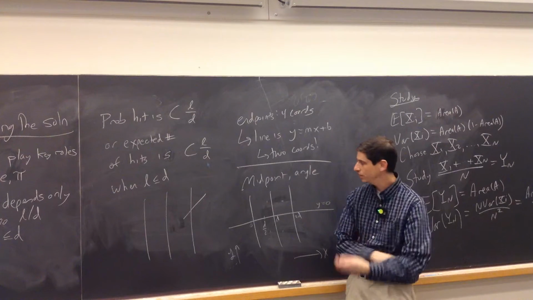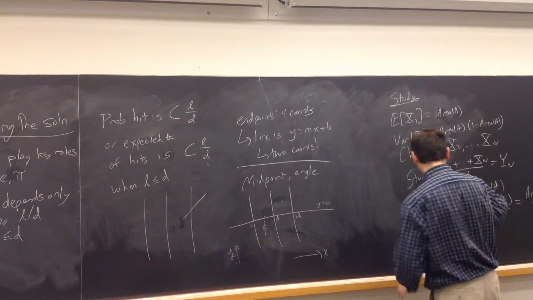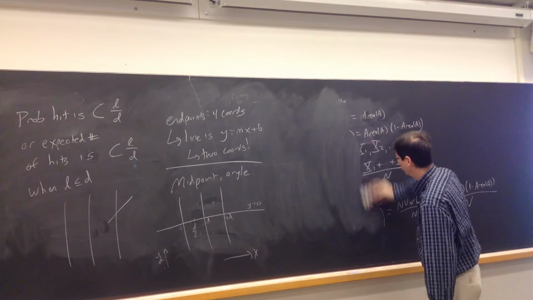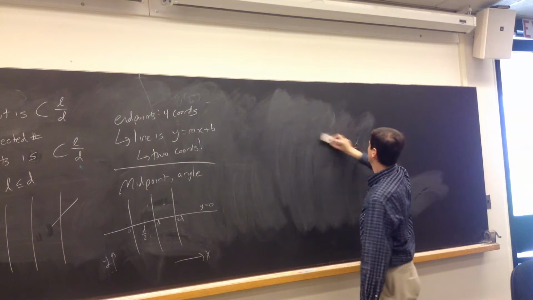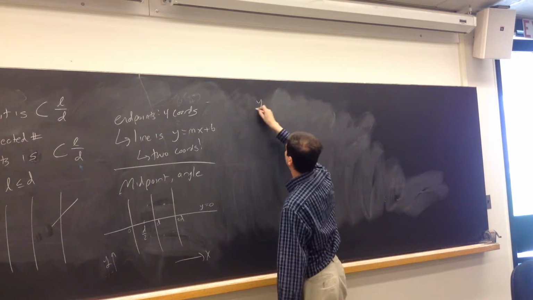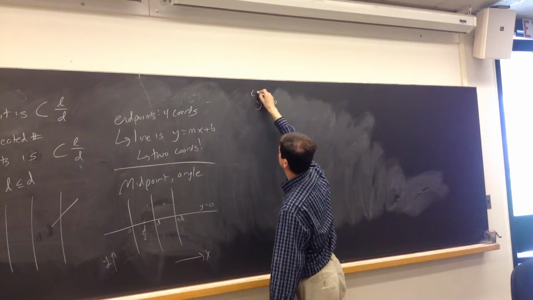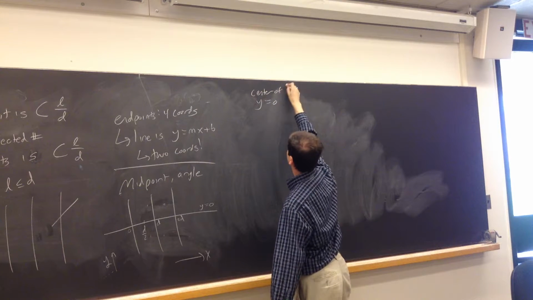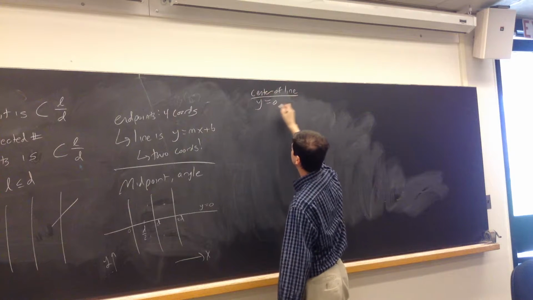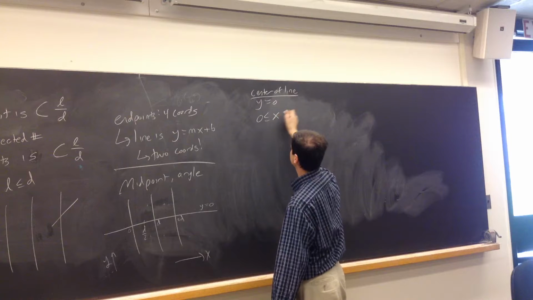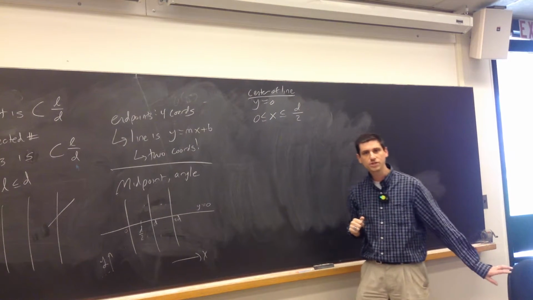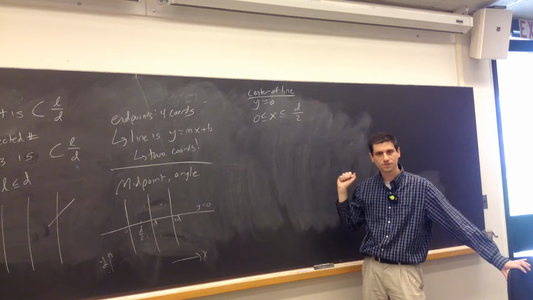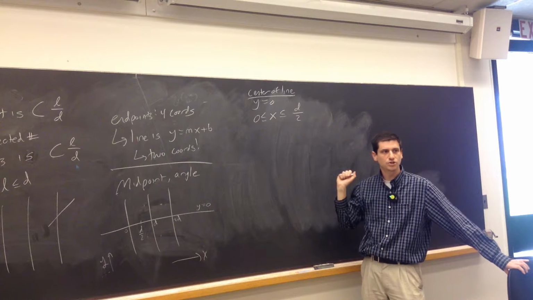So without loss of generality, we're making a lot of simplifications here. And the more simplifications we make, the easier the problem is going to become. Okay, so now we have y equals 0, 0 less than or equal to x less than or equal to d over 2, and this is the center of the line. Now we need to do the angle.